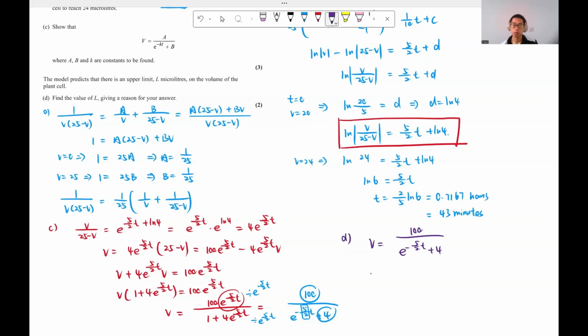If t goes to infinity, that means e to the power negative 5 over 2t will become 0. Because to sketch this one out, we know e to the power negative, if it's a negative power, it goes down. So if t keeps increasing, eventually e to the power negative 5 over 2t will become 0. Then V is just equal to 100 over 0 plus 4, which is just 4. So divide by 4 is 25. Then that would be the upper limit.